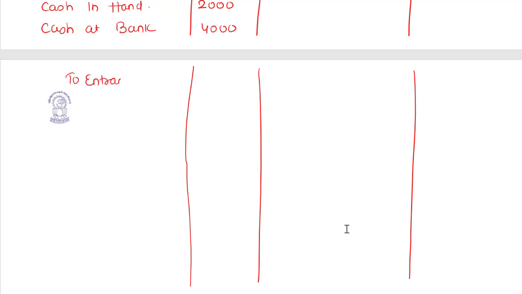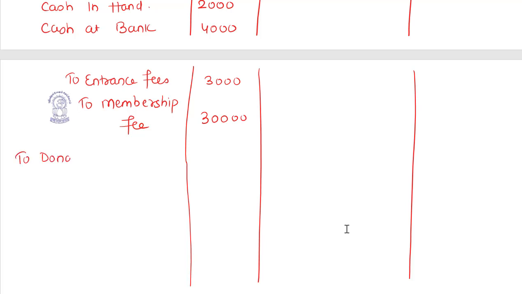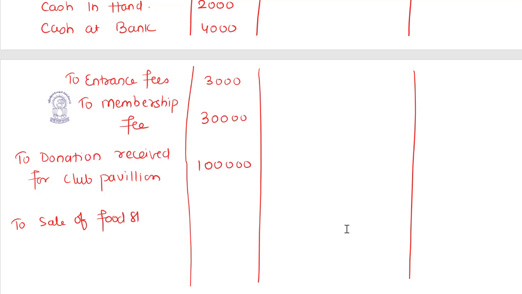To entrance fees 3,000, to membership fee 30,000, to donation received for club pavilion 1 lakh. To sale of food stuff 12,000.